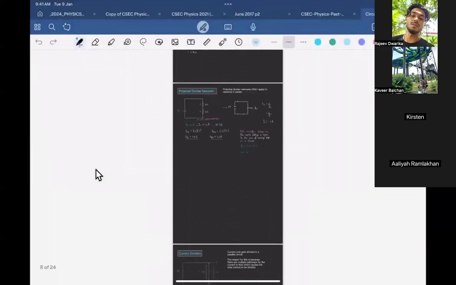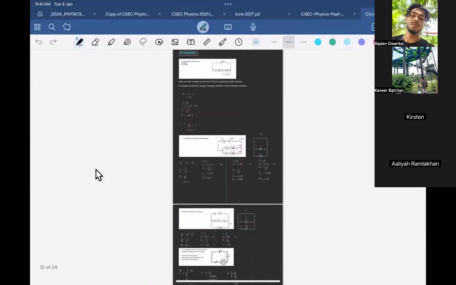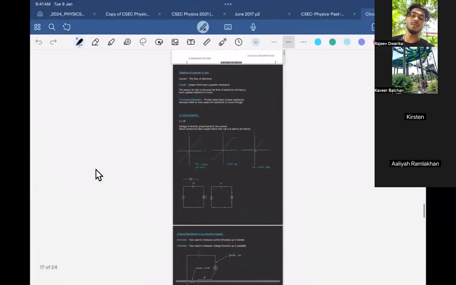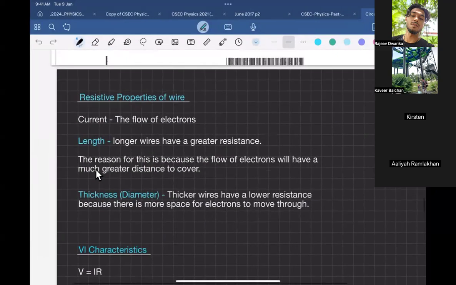So last class we finished up circuits. We are done with circuits. There's nothing to be done in circuits again, right? Now we're going to look at the resistive properties of wire.